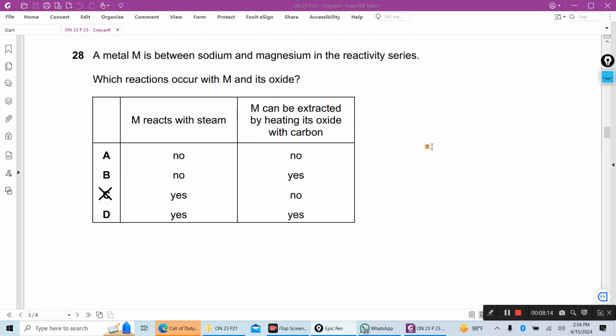Then 28. A metal M is between sodium and magnesium.